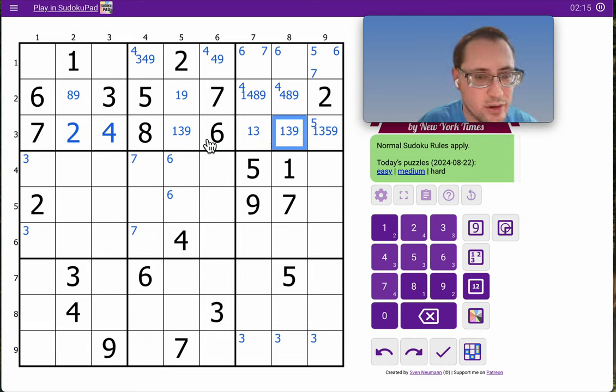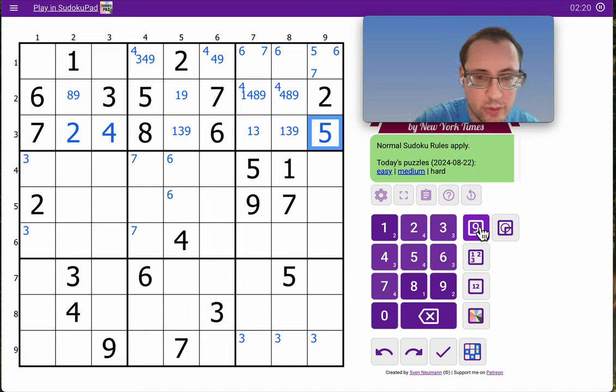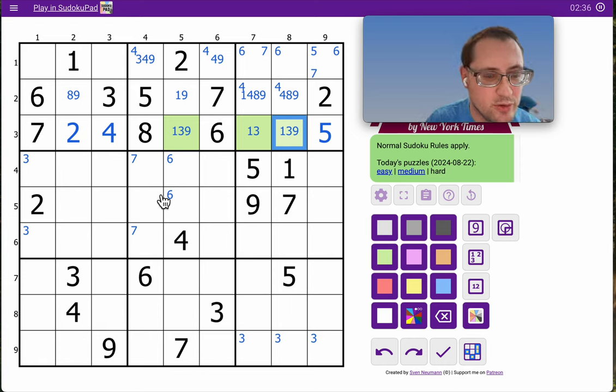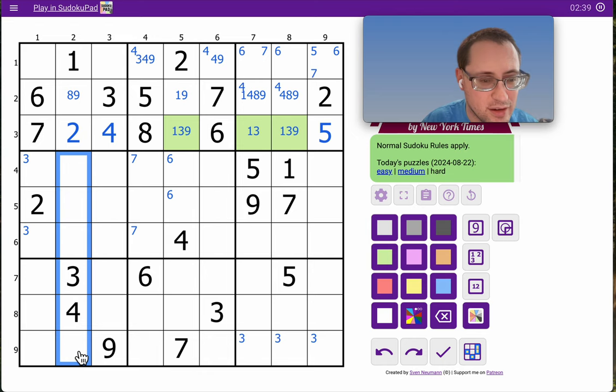Can't be 5 either. Okay, so the easiest thing is where does 5 go in the region? It's exactly one space. Okay. What does that give me? Let's look at the left side. 1, 2, 3, 4. I need 5, 6, 7, 8, 9.